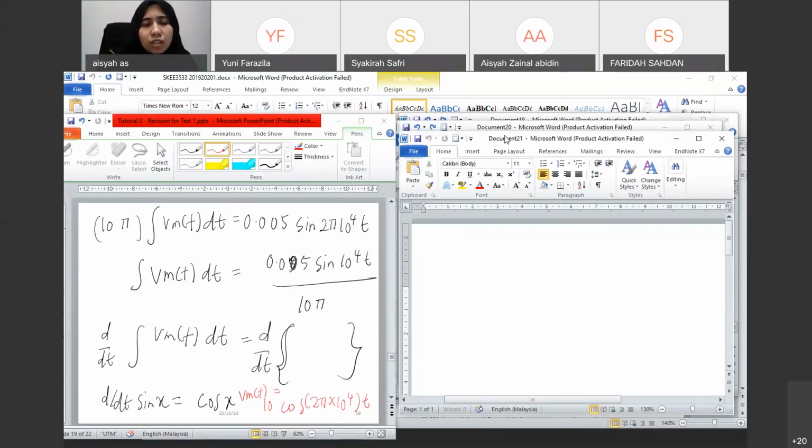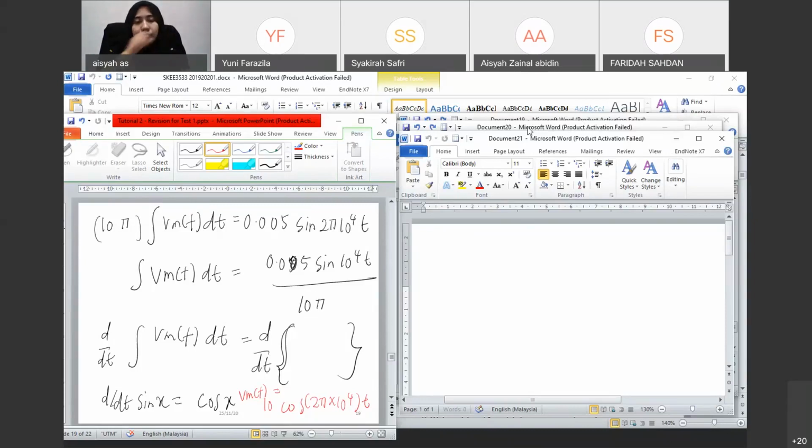Any questions for these questions? This means you need to understand that to get the VMT, this is the integration of VMT, and to get the VMT, you need to differentiate it. Do you understand for this? Yes.